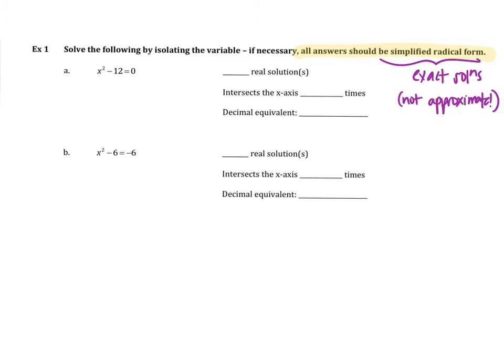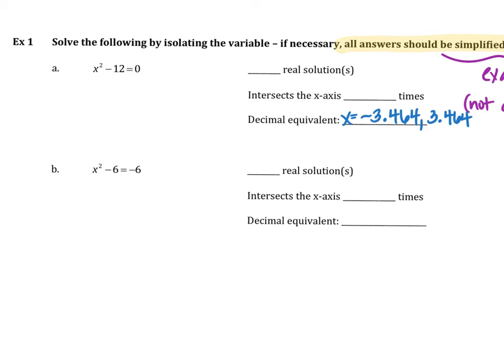Okay, so for A, we have x squared minus 12, which was the example we left off on the previous problem. We knew the decimal equivalent from Desmos was negative 3.464 and positive 3.464, but we need the exact solution, so let's talk about that. Again, our goal is to isolate x, so using inverse operations, I'm going to add 12 to both sides, so I'm left with x squared equals 12.